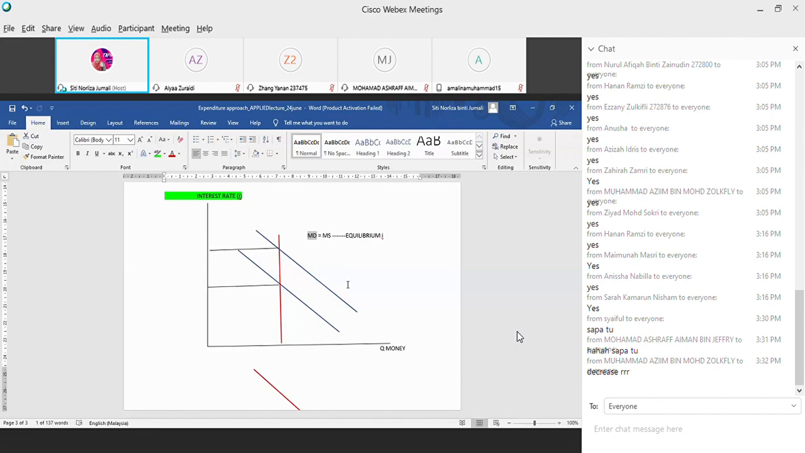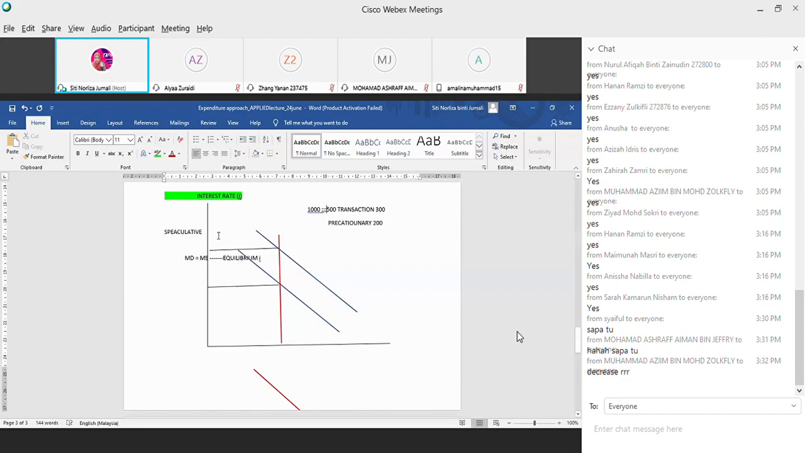So logically, when the interest rate is high, we will reduce transaction and precautionary. Let's say you have 1,000 ringgit, and you spend 500 for transaction, 300 ringgit for precautionary, and 200 for speculative. This 200 ringgit is for your return. This is the speculative, which has a return.